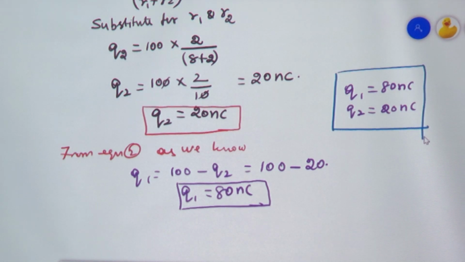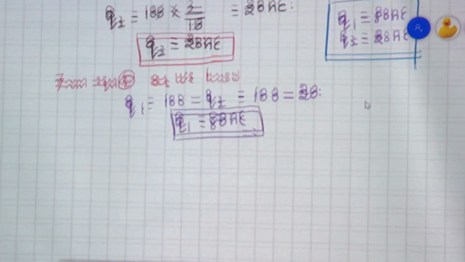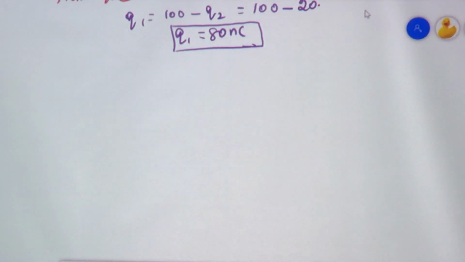Clear? Now, what is the next one asked? Here itself, in the first question itself, they have also asked, what is the surface charge density? So, the surface charge density of the first sphere and the surface charge density of the second sphere. Let us write. So, the next concept is, we have to calculate surface charge density.